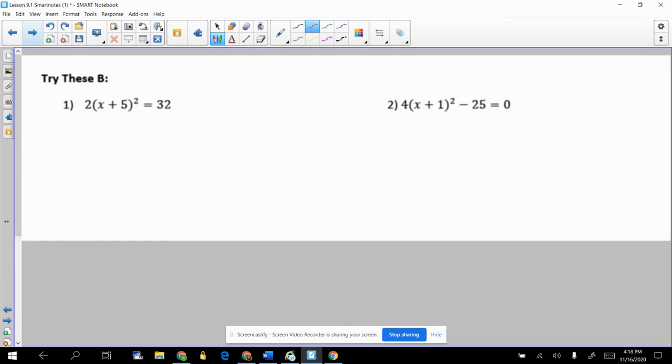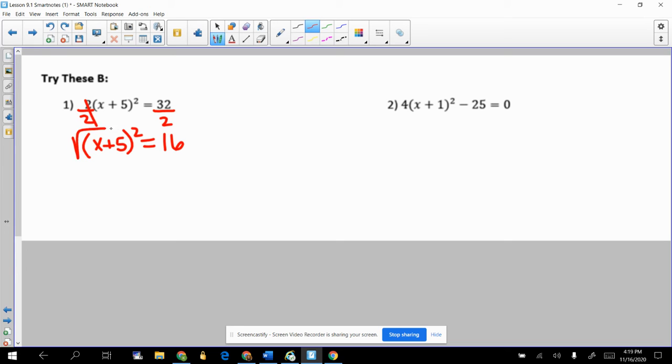Okay, so let's try 2 of those real quick. So in this first one, I need to isolate the x plus 5 squared. So in order to do that, I'm going to divide by this 2 out front. So I get x plus 5 squared equals 32 divided by 2, which is going to be 16. Okay, so now I've isolated that.